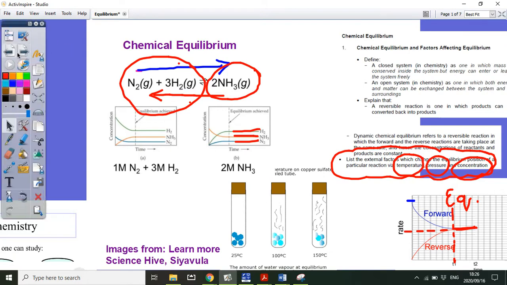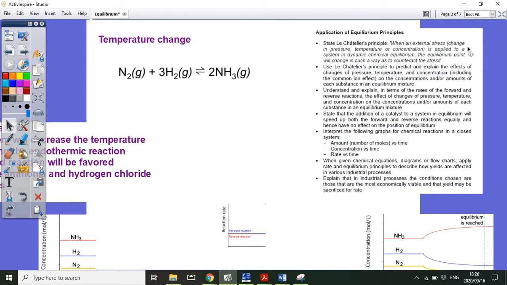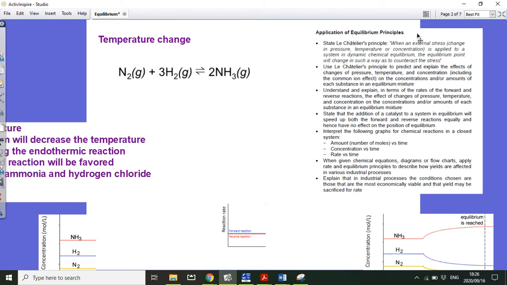But now Le Chatelier gave us a quick and easy way to predict what's going to happen in a system. So he said, when an external stress, and remember it's those three that we spoke about, pressure, temperature, and concentration, is applied to a system in equilibrium, it has to be in equilibrium, the equilibrium point will change to counteract the stress. What we mean by point will change is, again, if we favor the forward reaction, we're favoring the product side. And if we're favoring the reverse reaction, we're favoring the reactant side.